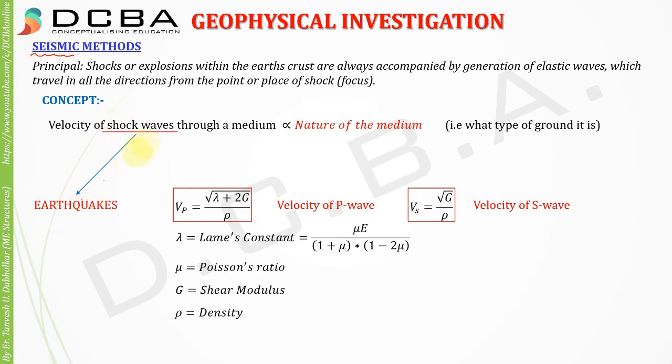These shock waves are generally the same as the ones generated during an earthquake, and the formula we had already seen in the previous chapter of earthquake. It is Vp equal to root of lambda plus 2g upon rho, where lambda is Lame's constant, which is mu E upon 1 plus mu into 1 minus 2 mu. mu is Poisson's ratio, g is shear modulus, rho is density. And this is the velocity of P wave, and the velocity of S wave would be root g upon rho.